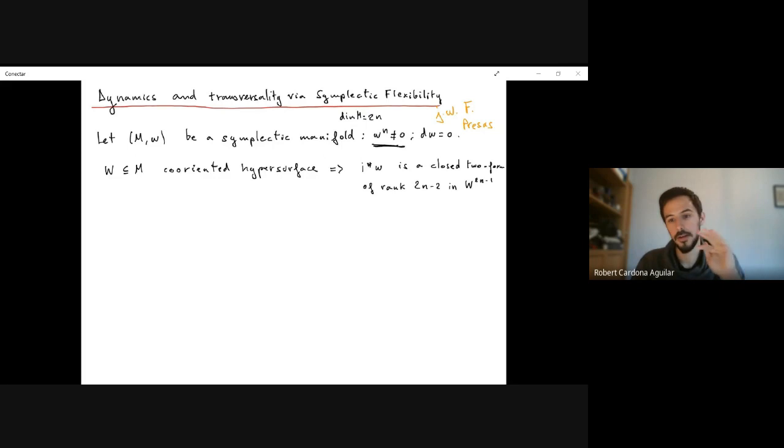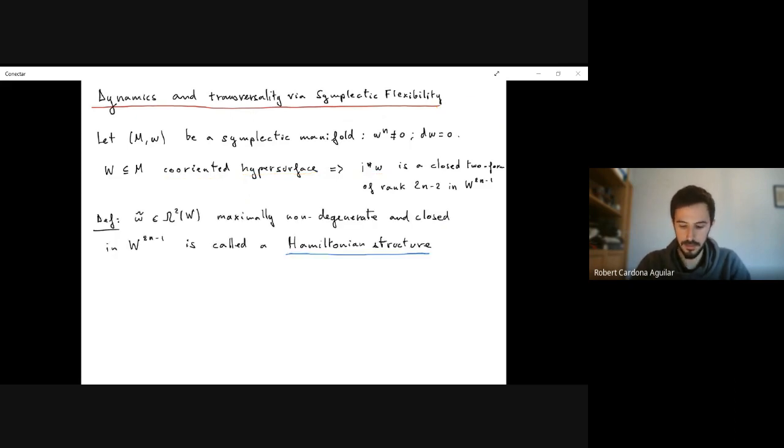So if you choose one hypersurface which is co-oriented, if i is the inclusion of Σ into M, you can restrict your two-form, and then you will have a two-form that is of rank 2n minus 2 in a manifold of dimension 2n minus 1. So in particular, it has a kernel, which is a line field. This is what I will call a Hamiltonian structure.